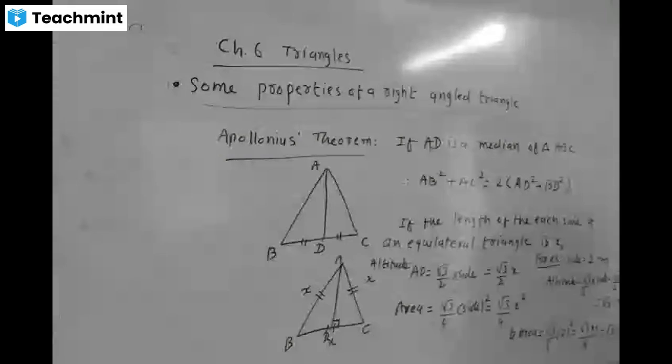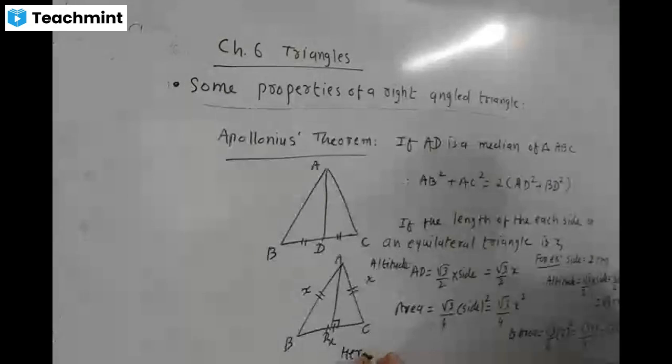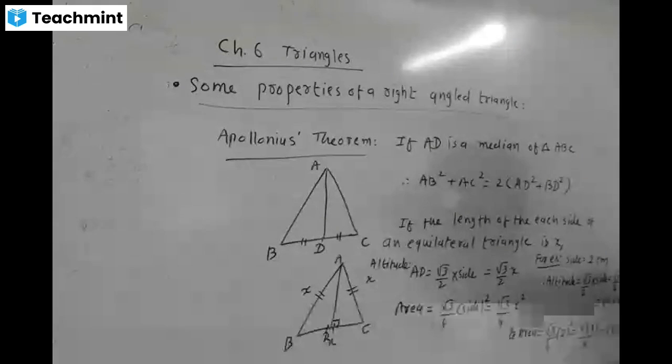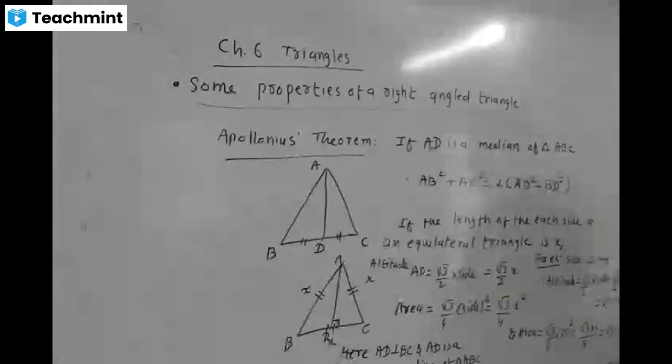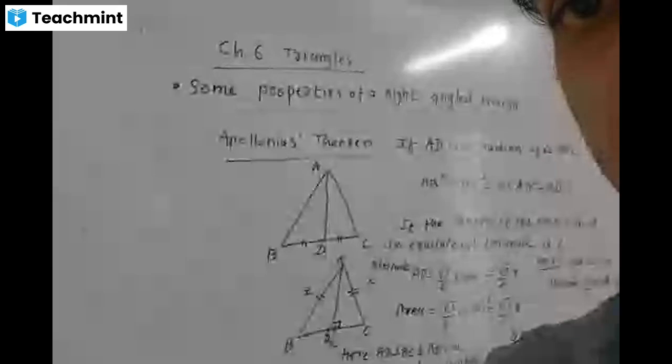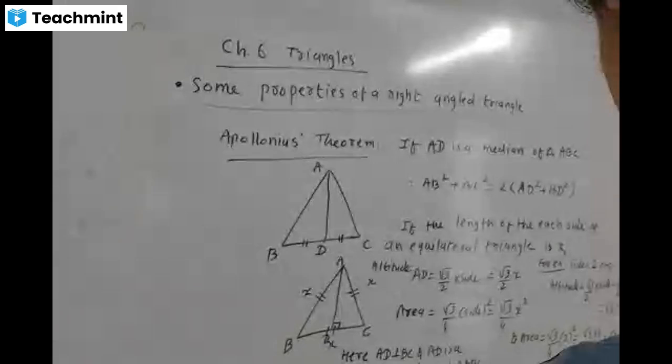In an equilateral triangle, AD is altitude and AD is also a median of the triangle. Okay, here AD is perpendicular to BC and AD is also a median of triangle ABC. AD median भी होगा और perpendicular bisector भी होगा. AD is a perpendicular bisector of BC. Okay.